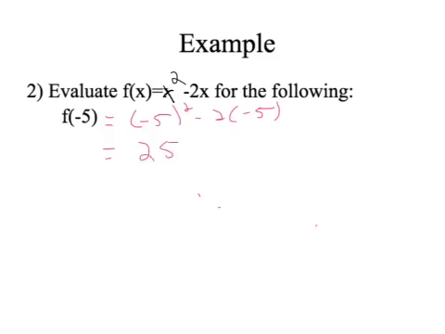I can also go ahead and combine these since it doesn't affect the problem anymore. Negative 2 times negative 5 is positive 10. And 25 plus 10 is 35. So f of negative 5 is equal to 35.